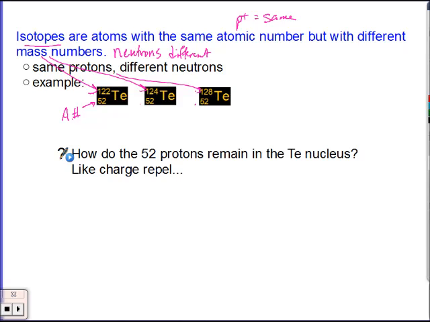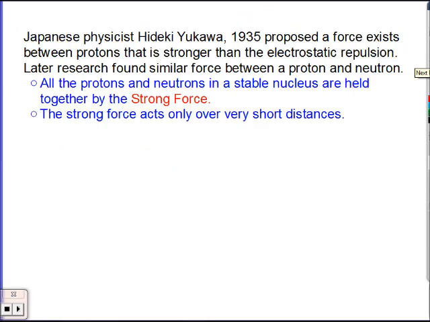So if I have 52 protons in a nucleus, remember these are all positively charged things. We know that like repels like. So a positive charge should be repelling another positive charge. How is it that these 52 protons can remain in close contact with each other? This puzzled scientists for a long time. And in 1935, the Japanese physicist Hideki Yukawa proposed that there's a force that holds them together.